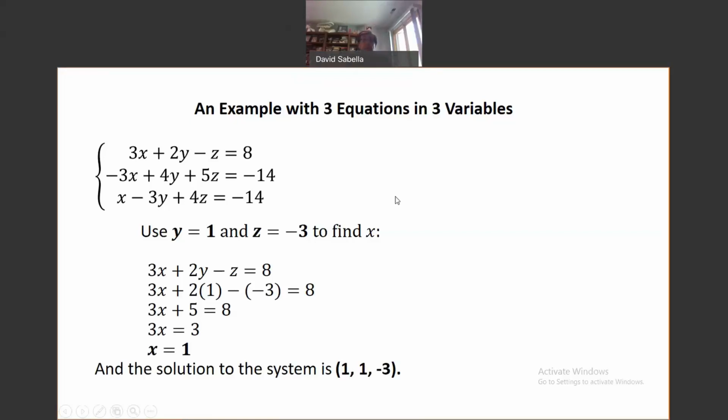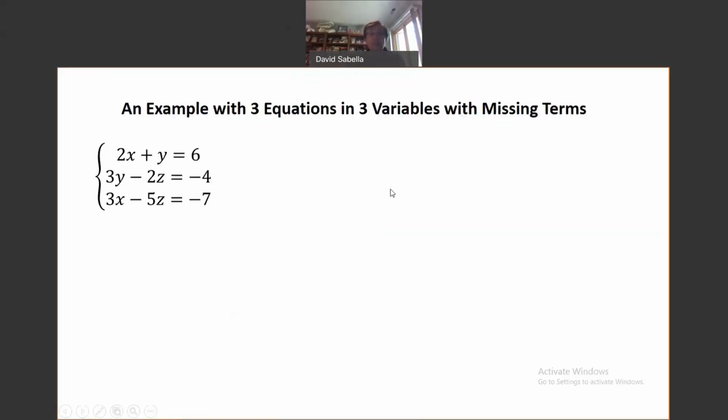One more example, and this time it's a system of 3 equations and 3 variables, but there are missing terms. There's not an x and a y and a z in every equation. So we have to get a little tricky.